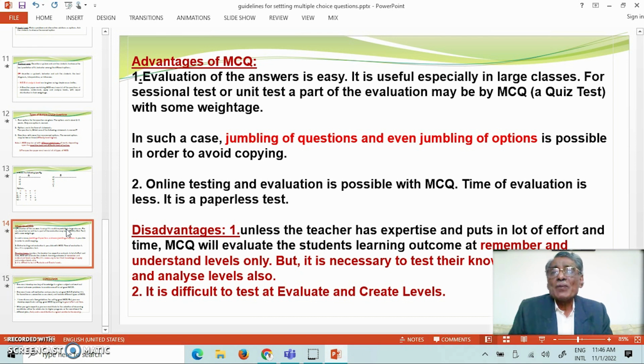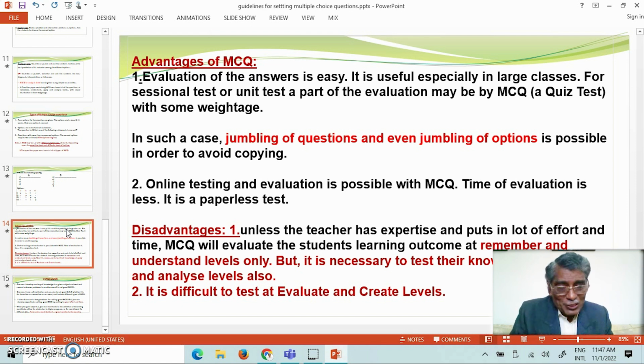Now, advantages of MCQ. Evaluation of the answers is very easy. It is useful, especially in large classes. Whether it is formative assessment or summative assessment, even analytics is available if you use online tools. For sessional test or unit test, a part of evaluation may be by MCQ with some weightage. In such a case, jumbling of questions and even jumbling of options is possible to avoid copying. Online testing and evaluation is possible with MCQ. Time of evaluation is less. It is a paperless test.